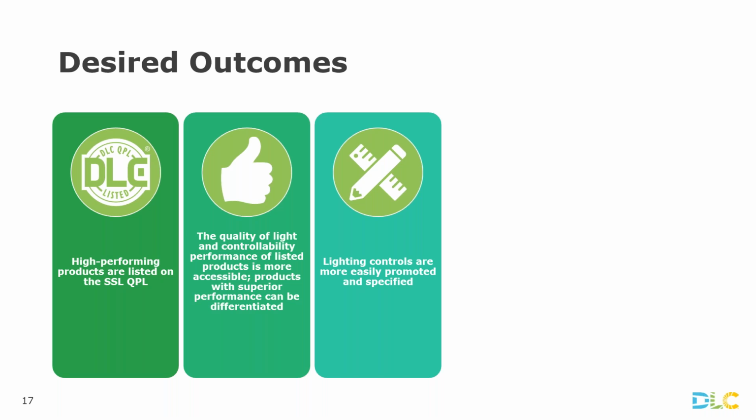Third, we want to incorporate information and requirements into the QPL that will enable lighting controls to be more easily promoted and specified, whether we are talking about by a utility or an energy efficiency program, or who's looking to promote products that are more controllable and have potential to provide more lighting control energy savings, or by designers and specifiers that are looking to understand how controllable a product actually is and how it may work or not with a control system.